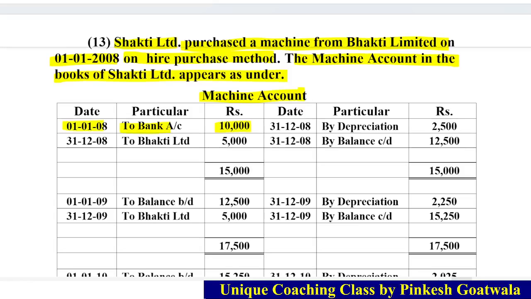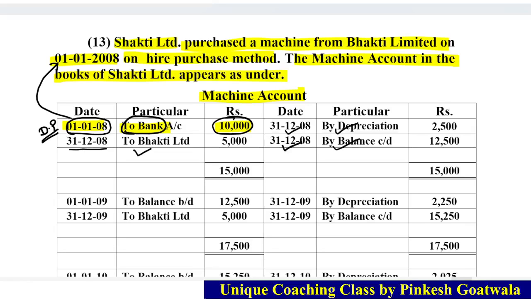It is the amount of down payment. Why? How can we know that? Look at the date, 1/1/18. We purchased on 1/1/18, and here they mention bank account. Bank account means a payment was made, and how much is the payment? 10,000. So indirectly what you come to know is that 10,000 is the amount of down payment. Clear this point? Now there are other entries: 31st December 18 Bhakti account, 31st December 18 depreciation, and 31st December 18 closing balance is given.